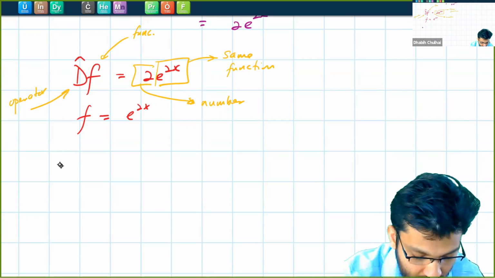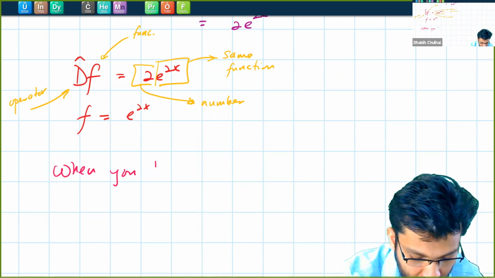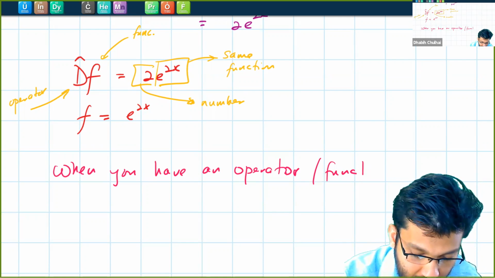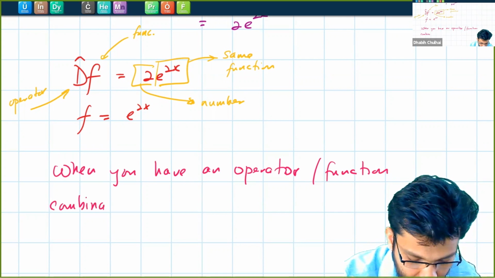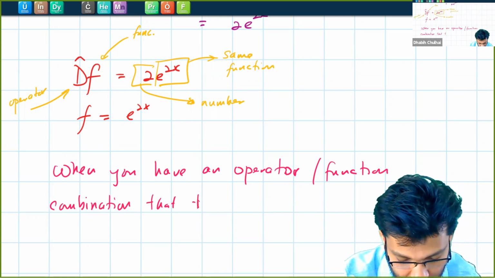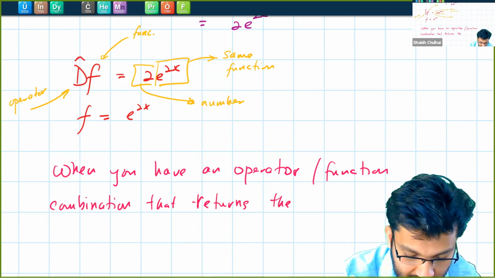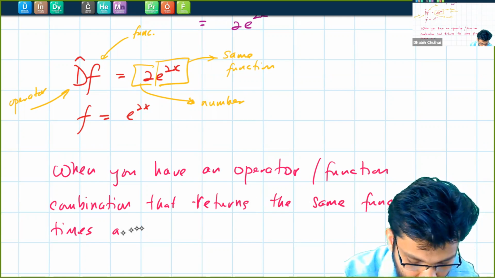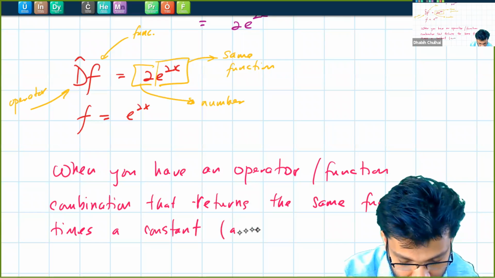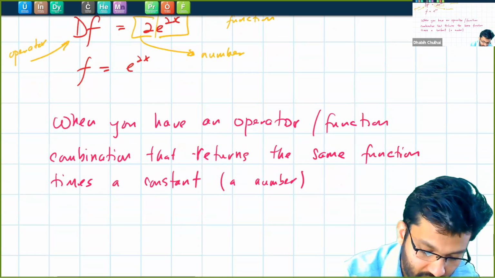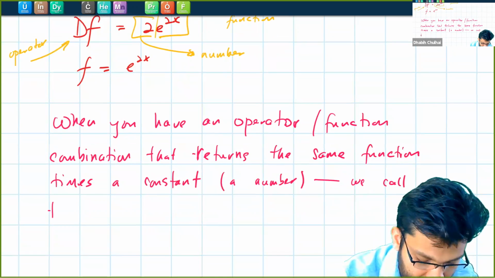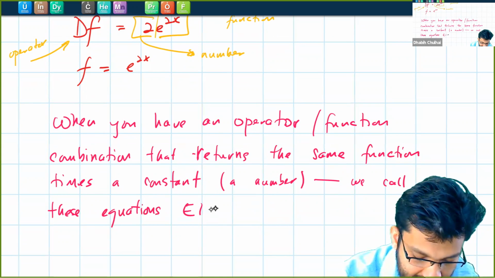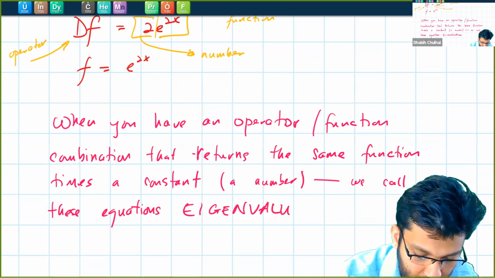So when you have an operator function combination that returns the same function times a constant, constant here just means a number, we call these equations eigenvalue equations.